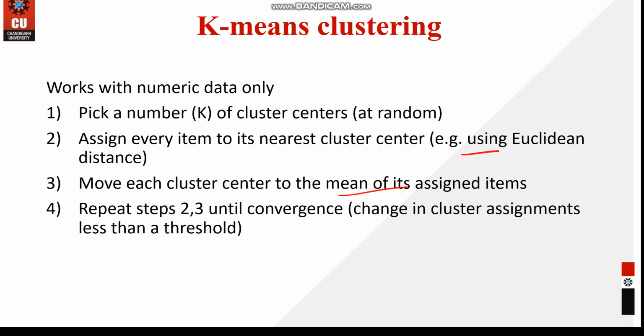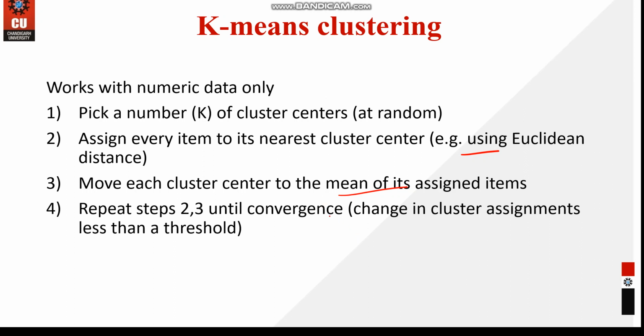And then we will keep on repeating these steps, that is, repeat steps 2 to 3 until convergence, which says that the change in the cluster assignment is less than the threshold. So what we mean to say over here is we recompute the center of the newly formed clusters. The center of the cluster is computed by taking the mean of all the data points contained in it.